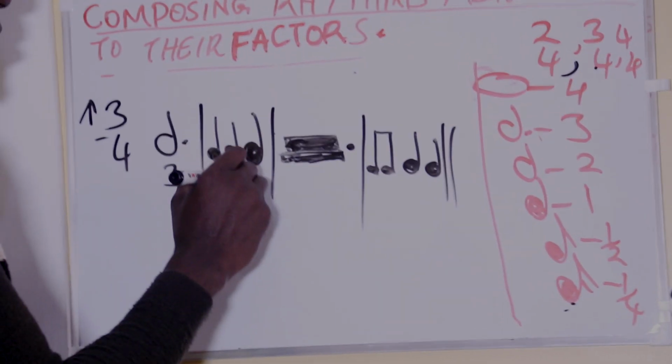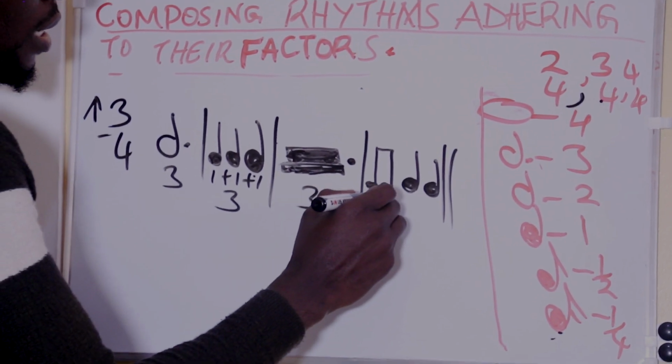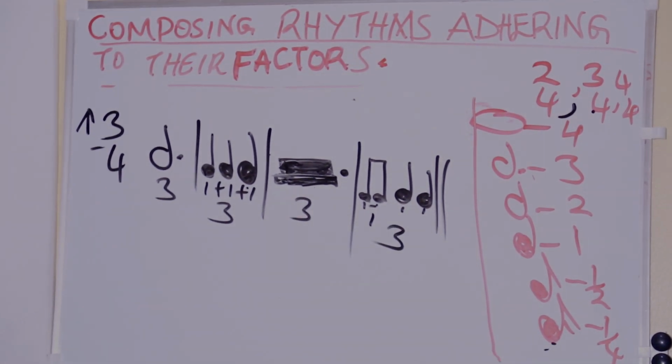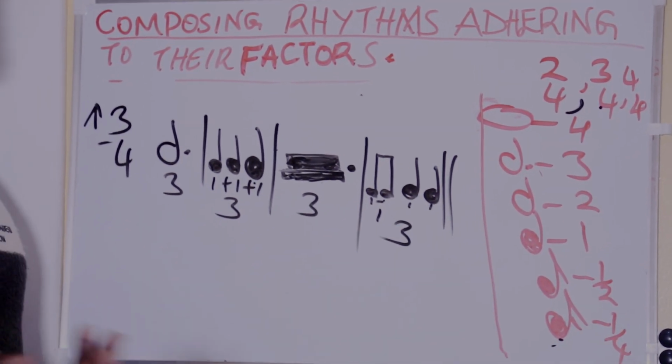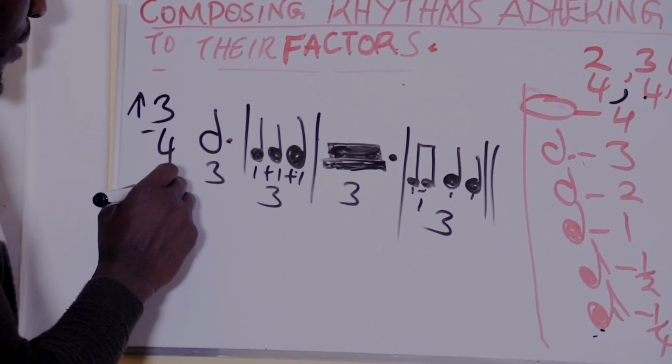So 1 plus 1 plus 1, we get 3. This one is 3. This one is a half plus a half, 1, 1, 1. That is 3. They are balanced. 3 beats per bar. So you make sure that they are having 3 beats per bar and all the bars across. Okay. Let's have another example.